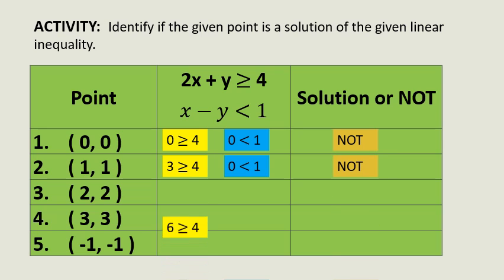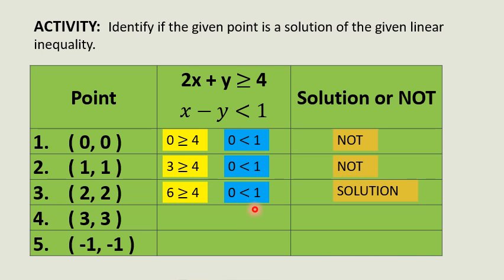For number 3, you have 6 greater than or equal to 4. Okay, we're going to substitute 2 and 2 here. So 2 times 2 is 4, plus 2, that becomes 6. Then copy the symbol and the number here. Alright, so how about the x minus y less than 1? This 2 minus 2 is 0, less than 1. So this is correct, so it means that is a solution.